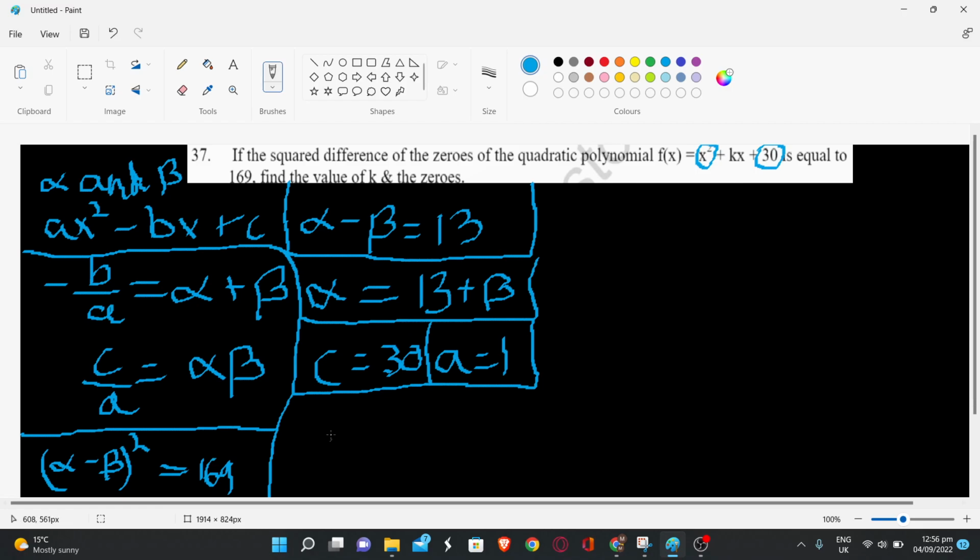Okay, so let's pretty quickly solve this. c by a is equal to 30 divided by 1, which is just 30, is equal to alpha times beta. But remember, here we have an equation for alpha already. We know that alpha is equal to 13 plus beta. So instead I'm going to write alpha times beta is equal to beta times 13 plus beta.